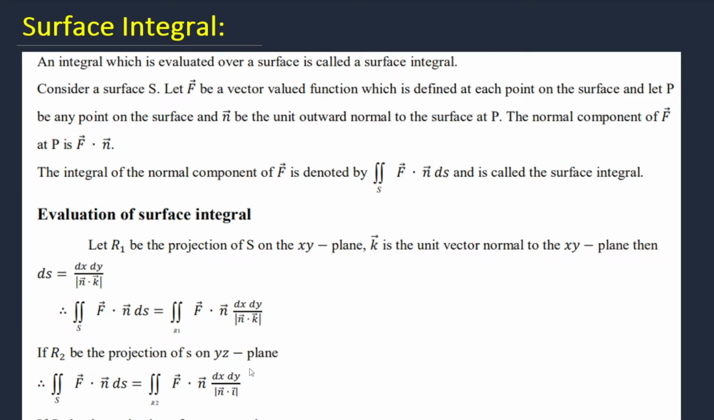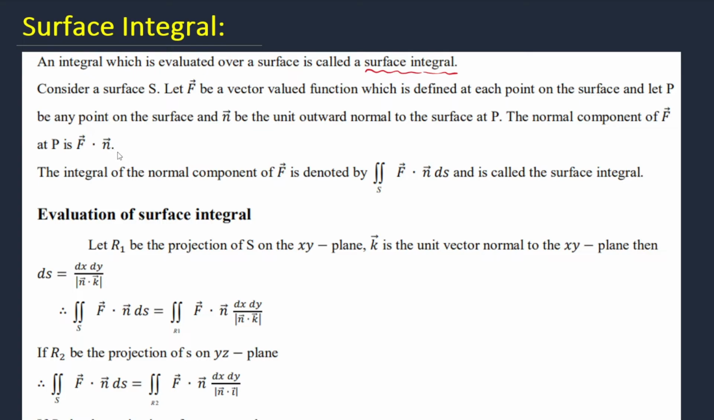So in our last lecture we learned what a line integral is and its applications. In today's lecture we will learn what a surface integral is, and we'll also do some applications of surface integrals. Now if we integrate a function over a curve, then it is called a line integral, but if we integrate a function over a surface, then it will become a surface integral.